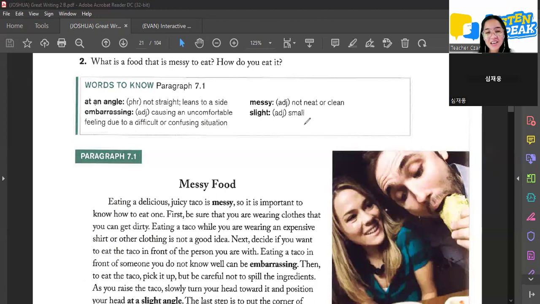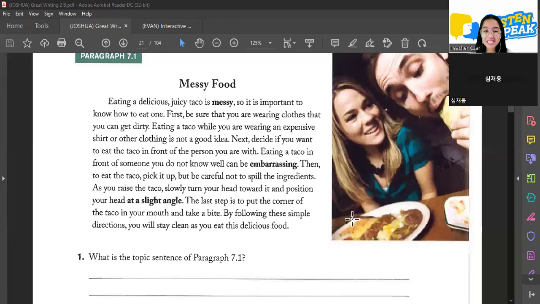Okay. So now let's have the third one, which is messy, which means not neat or clean, like eating a hamburger, as what you said earlier. And the last one is slight, or small in amount. Okay. Do you have any more questions about the words, Joshua? No questions. So now let's try to read the paragraph about messy food.